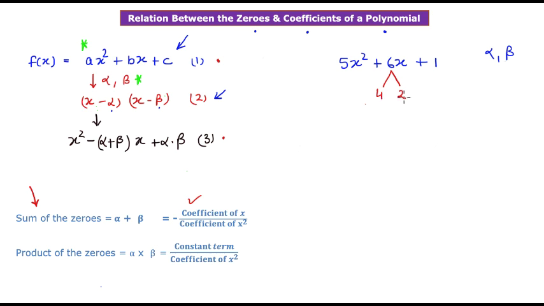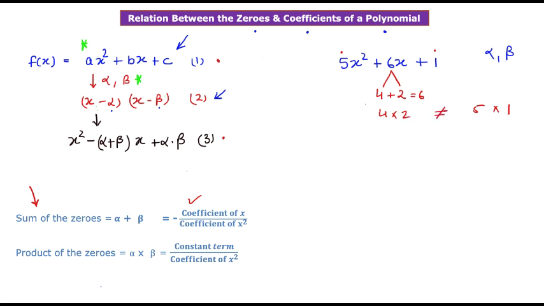So let's say one of that combination is 4 and 2. 4 plus 2 is equal to 6, right? But the product of these two has to be equal to the product of the coefficient of x squared and the constant term, which is 5 times 1, right? But 4 times 2 is not equal to 5 times 1.